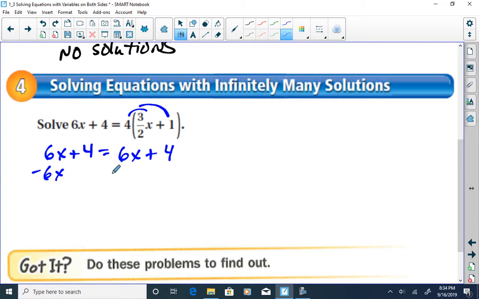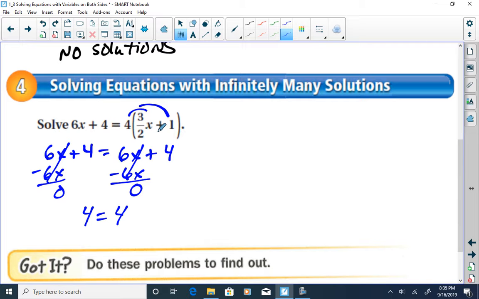So when we subtract 6x from both sides of the equation, right, that's going to be 0. That's going to be 0. Well, what's left? On the left side of the equation, we have a 4. On the right side of the equation, we have a 4. We have a situation where 4 is equal to 4. What does that mean? That means for this equation, no matter what value we replace x with, that equation is true. There are an infinite number of solutions to that equation.